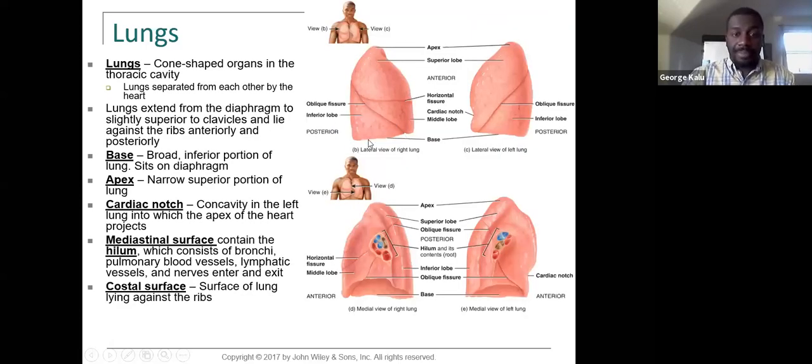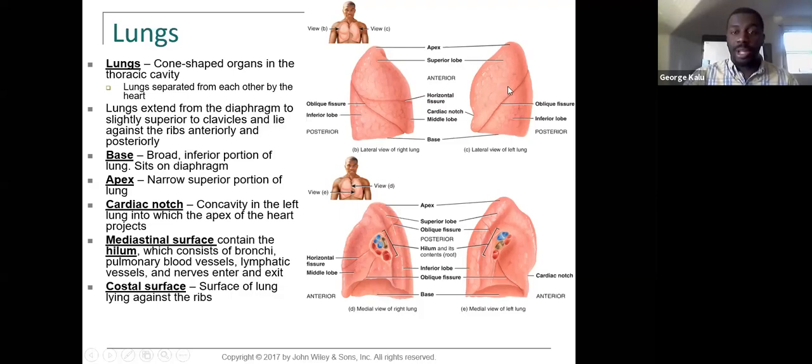Okay. So the base of the lung is going to sit on top of the diaphragm. That's going to be the inferior portion of the lung. The apex of the lung is going to be the superior region that sits just a little bit higher than the clavicle. Now, when we take a look at the left and the right lungs, the right lung is going to be a bit bigger than the left lung.